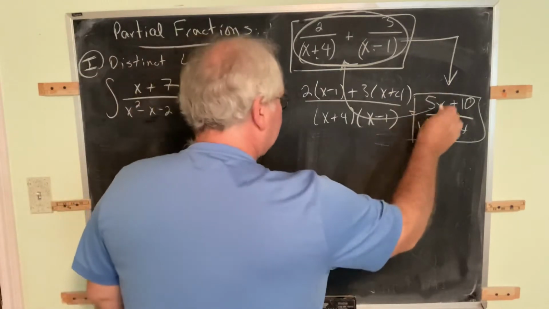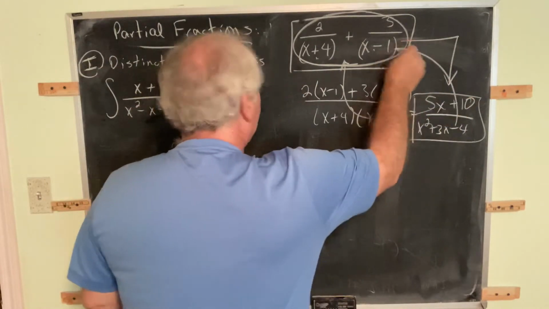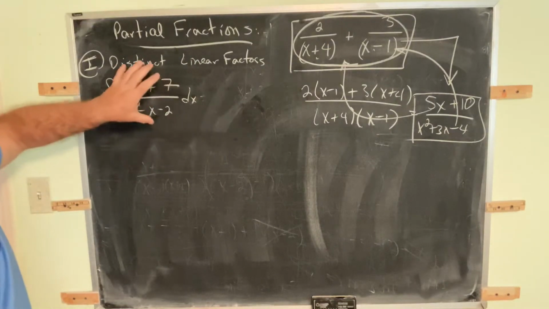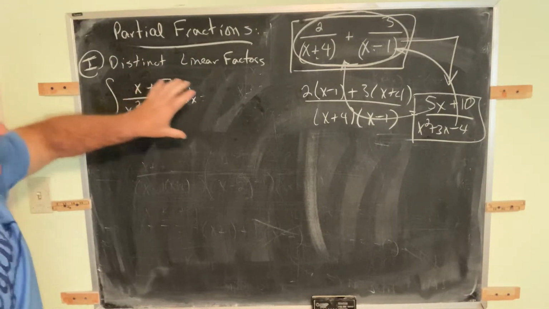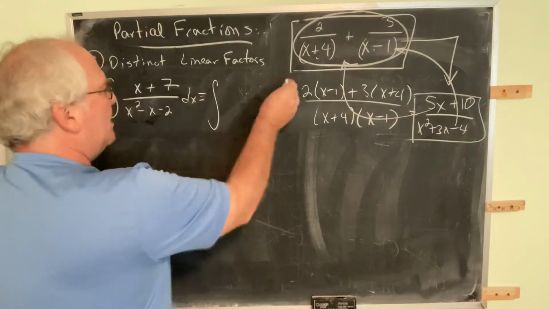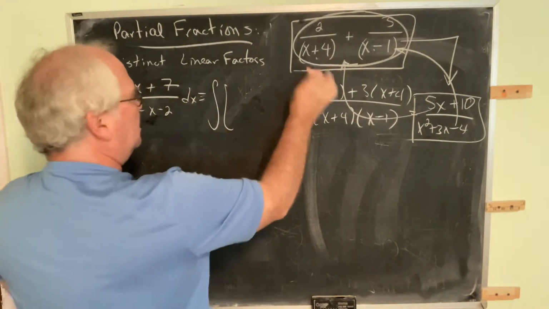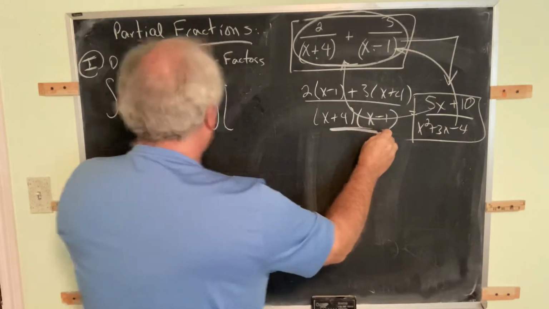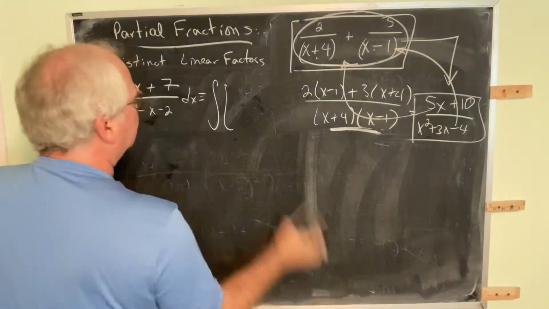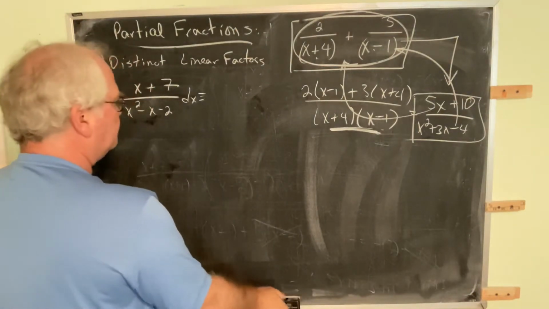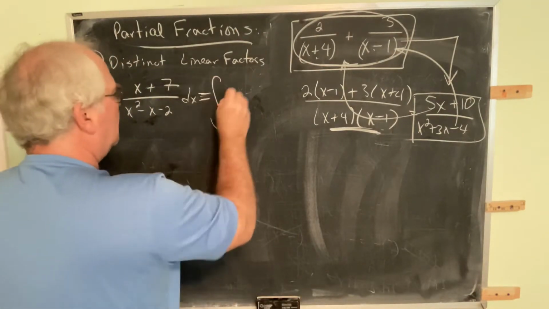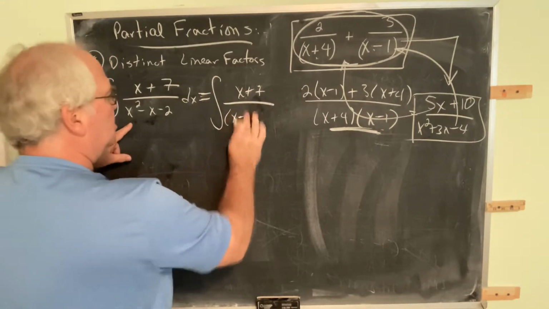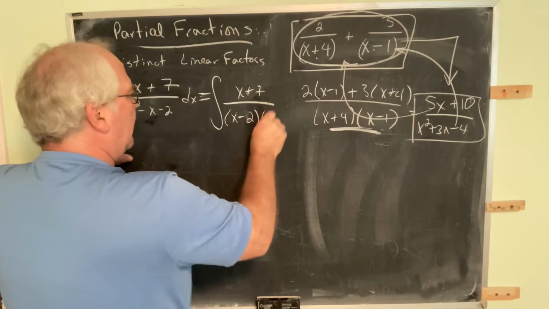And so our task is this: take this form and convert back to it. So the antiderivative of this expression is going to be the antiderivative of, now what's it going to look like? Here we have x plus 4 and x minus 1. Notice those are the factors. So when we factor this, let's first get this expression factored. So this is x plus 7, and then this factors into x minus 2, x plus 1.